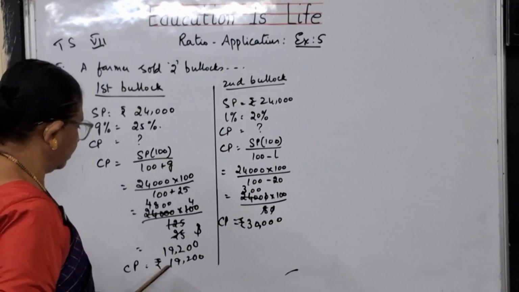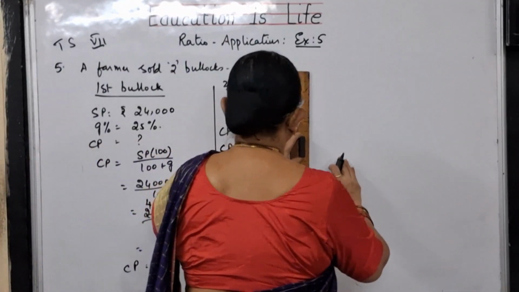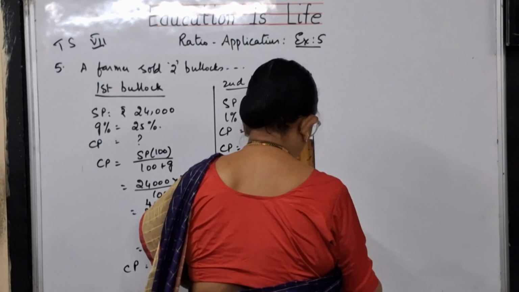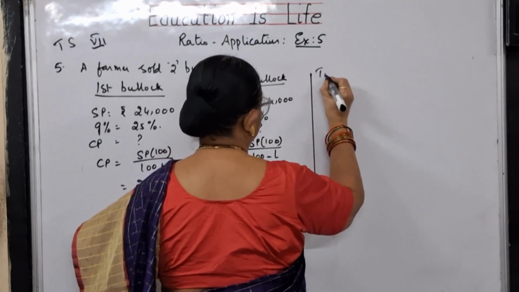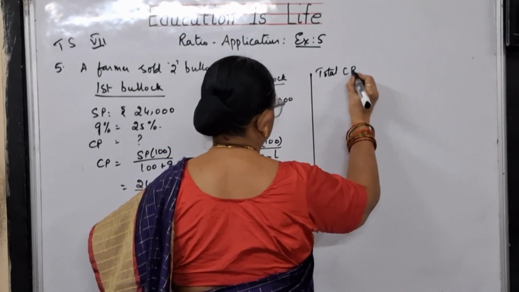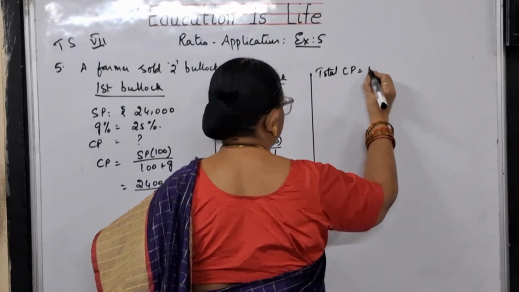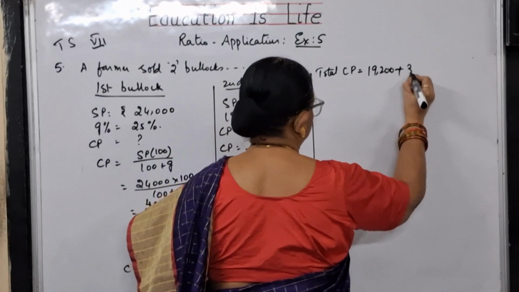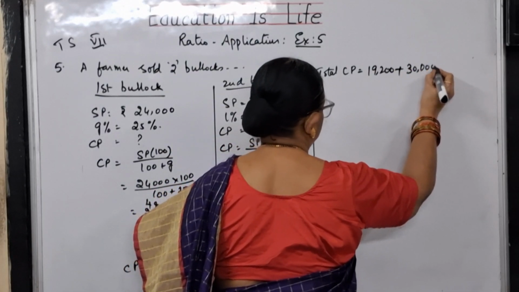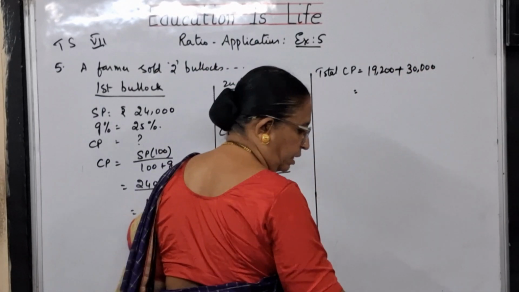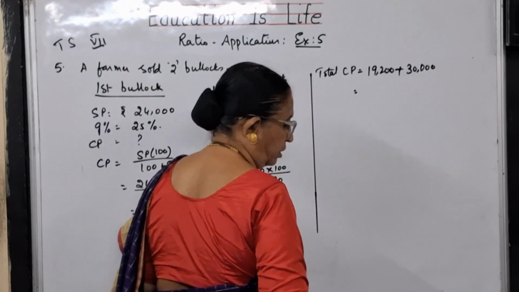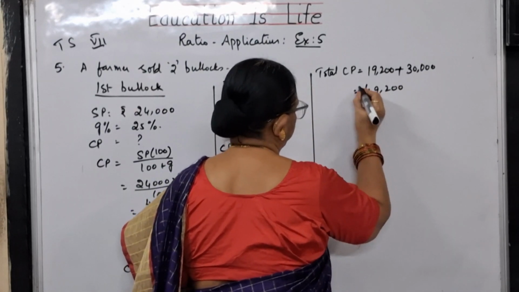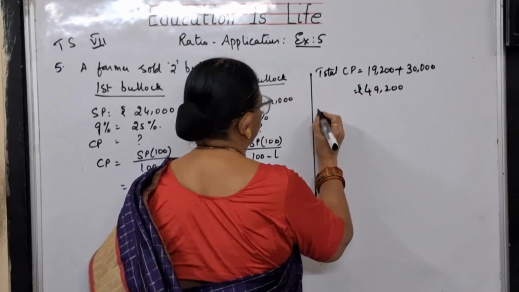So for the second bullock the cost price is this, and for the first bullock the cost price is this. So let us see on the whole. On the whole means let us find out the total cost price. What is the total cost price? 19,200 plus 30,000, that is 49,200 you will be getting. Rupees 49,200 is the total cost price.